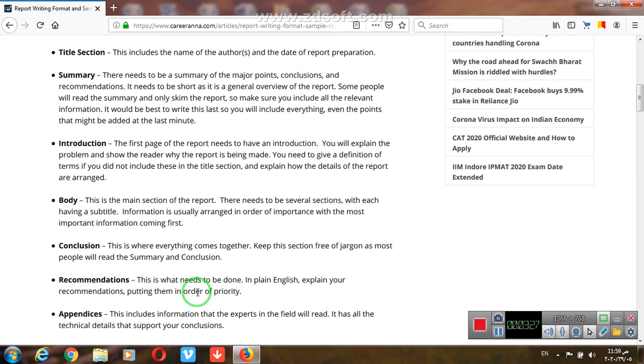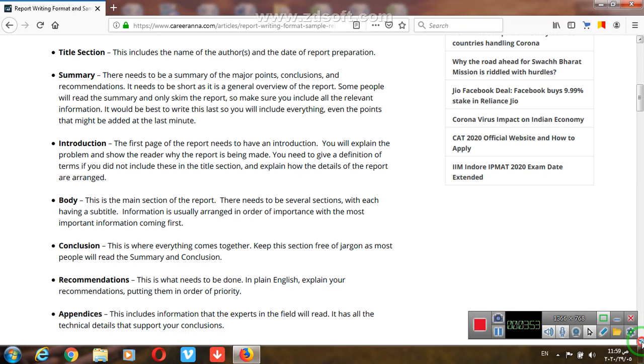Recommendations. This is what needs to be done in plain English, in common English I mean. Explain your recommendations, putting them in order of priority, according to priority, الأولوية, to the most important ones. And the appendices. This includes information that the experts in the field will read. It has all the technical details that support your conclusions.